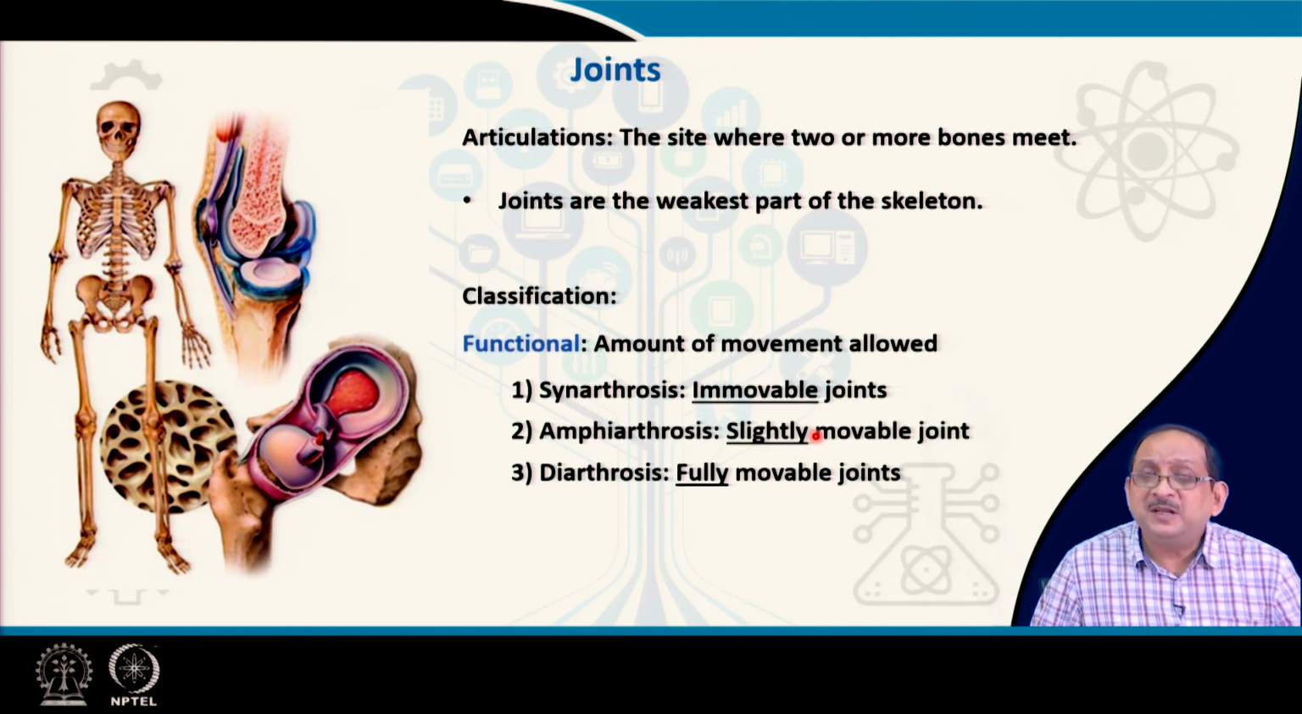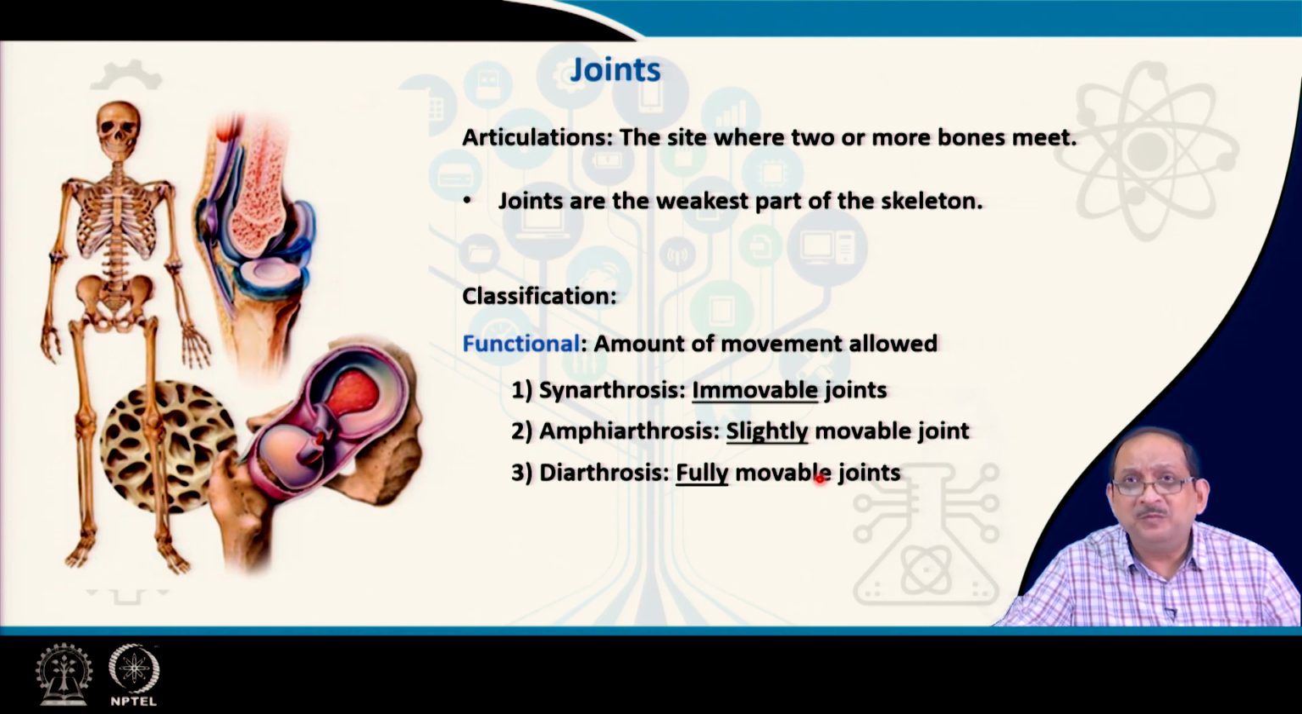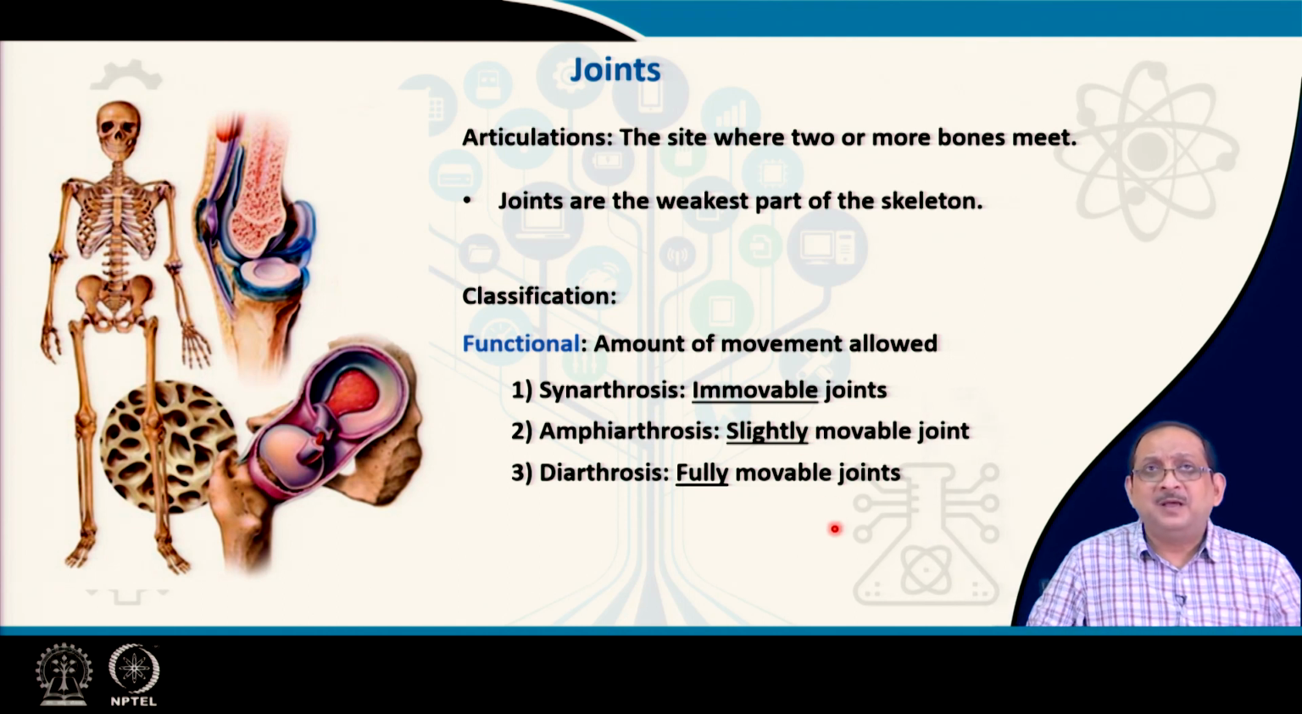The joints may be classified as functional, which is based on the amount of movement allowed in the joint. So, the functional classification consists of synarthrosis, which is characterized by immovable joints, amphiarthrosis, characterized by slightly movable joints, and diarthrosis, which are fully movable joints.